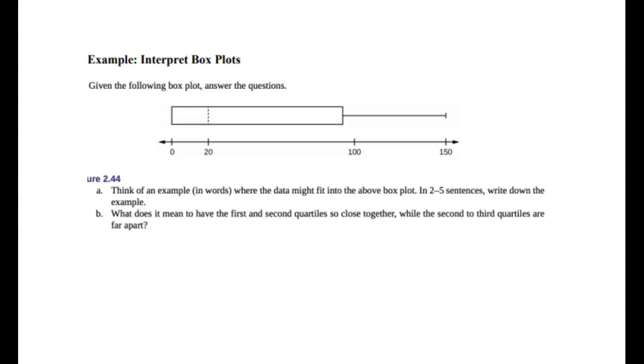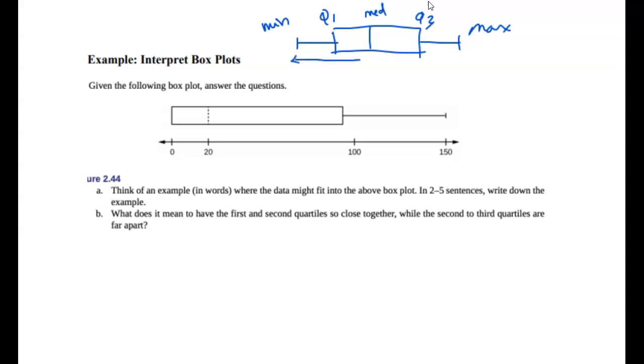Hello, in this example we're going to interpret a box plot. A box plot is a good visual representation of your data to see the average and spread of the data. A typical box plot looks like this. It has the minimum and a maximum. This is the median. This is the first quartile, and this is the second quartile, third quartile. The range is from maximum to minimum.